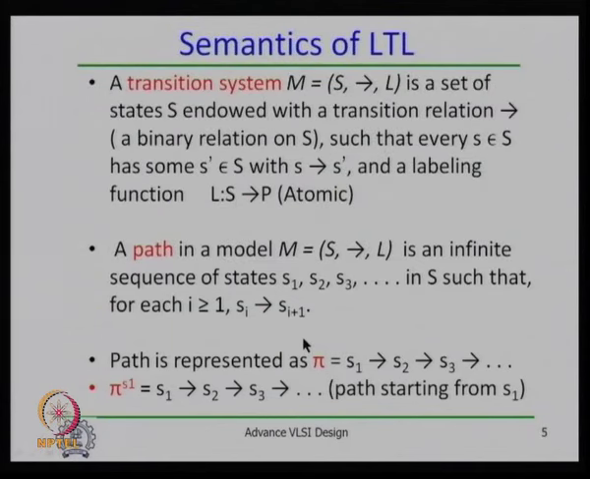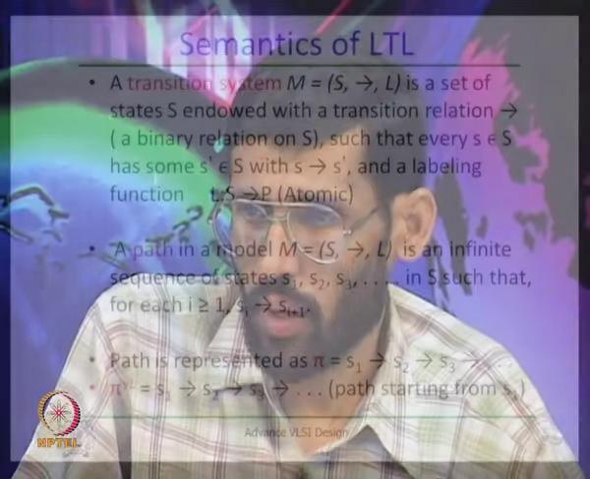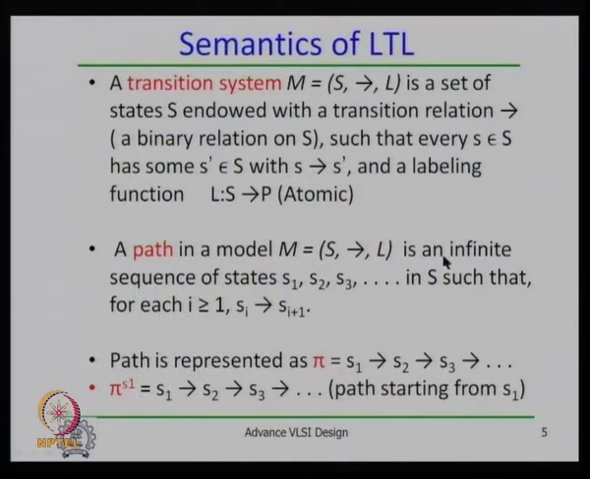As I mentioned earlier, we model the system as a transition system, and we define a path in this model as an infinite sequence of states S1, S2, S3, and so on. A path is represented by pi, and pi with subscript S1 tells you that all the paths start from state S1.